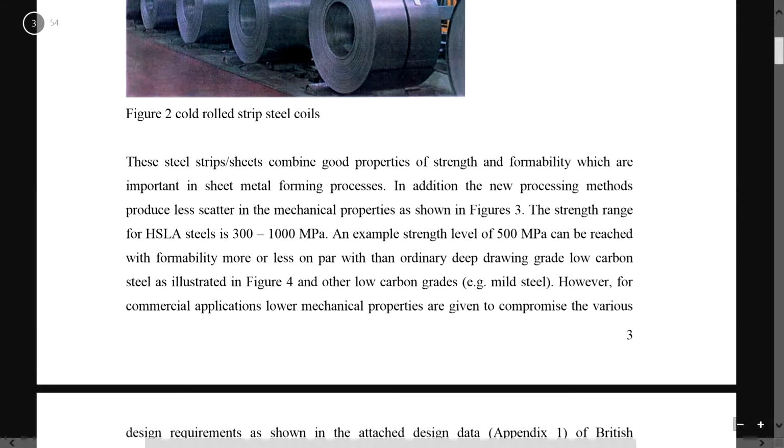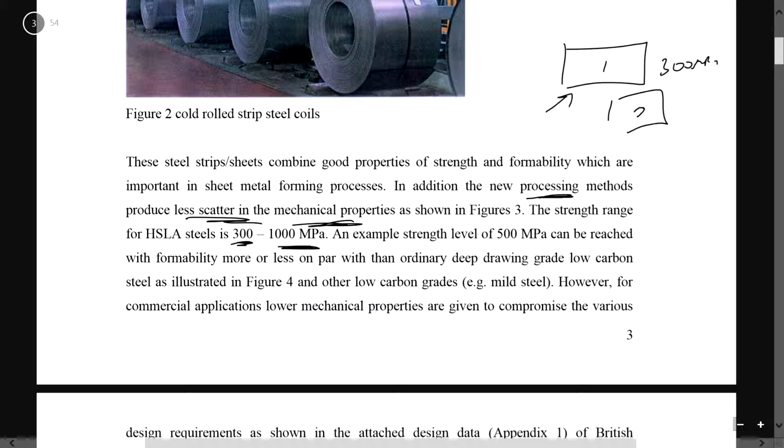The mechanical properties show this type of scattering from 300 to 1000 MPa because of different processing methods. New processing methods produce less scatter in the mechanical properties, because sometimes you may create a piece of metal, but the properties may have certain differences. For example, you test the first metal and it has 300 MPa, then you test a second and you have maybe 400 MPa. If you test the next one, you have maybe 350 MPa.